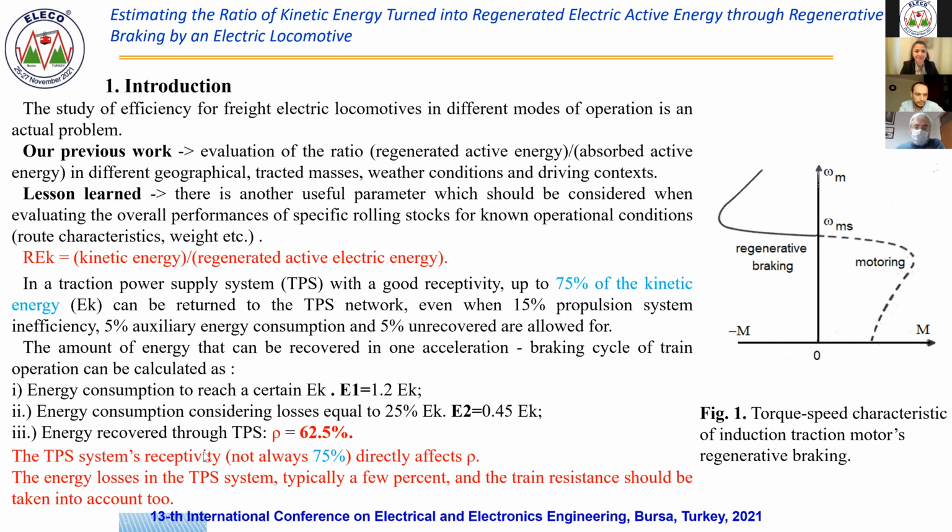The energy consumption considering loss is equal to 25%, and the energy recovered through the traction power supply system. We have a 75% here, but I mentioned it in red because it is not always the perfect system receptivity available. Also, the energy losses in the power supply system, a few percent, and the train resistance should be taken into account.